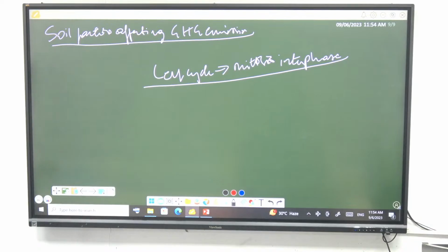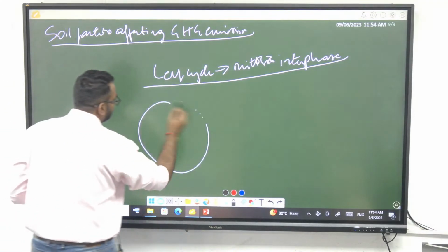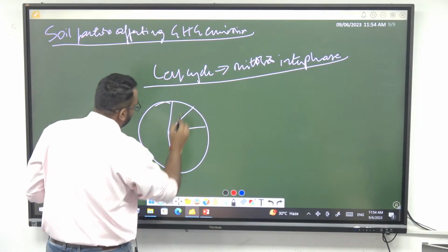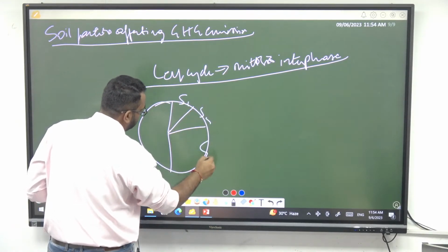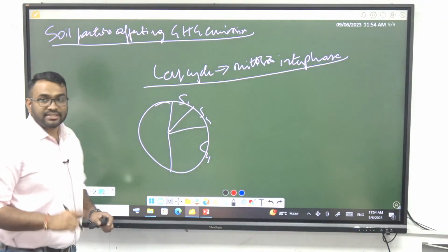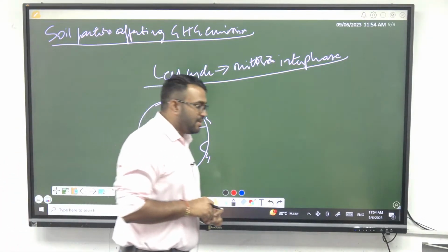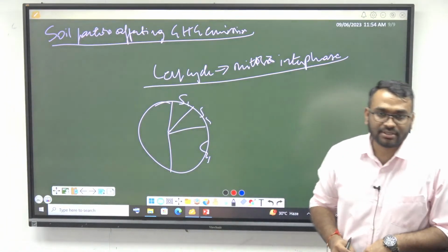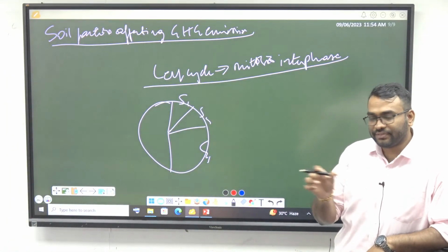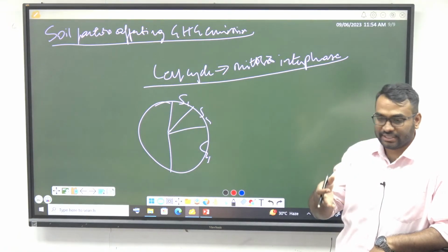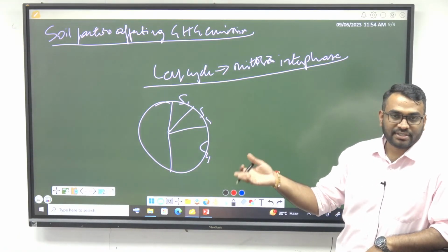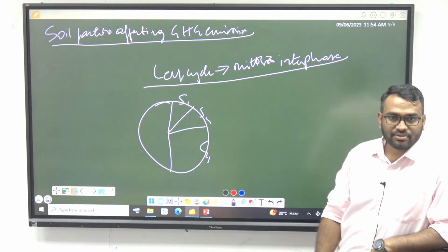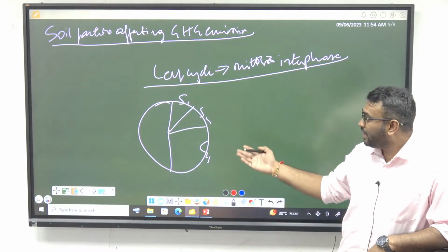Like a circular pie chart, right? This is S phase, growth phases G1, G2. In this way, give the entire cell cycle diagram. After that, when you are explaining mitosis, give the definition of mitosis. After that, give interphase, prophase, metaphase, anaphase, and telophase. Just explain those things in brief with diagram representation. That is good enough. So this is a straightforward question.